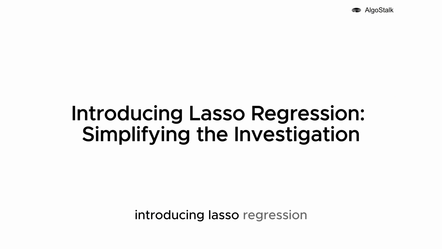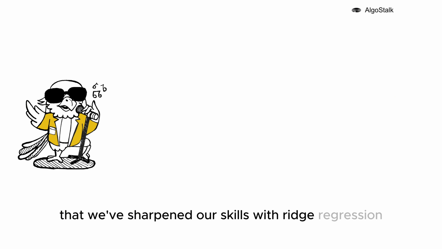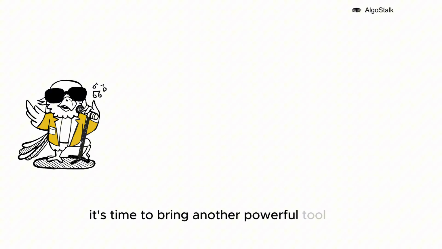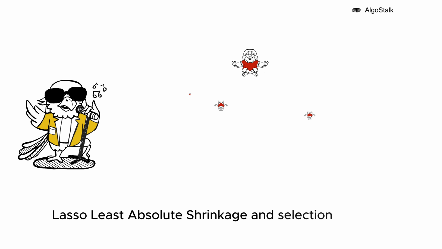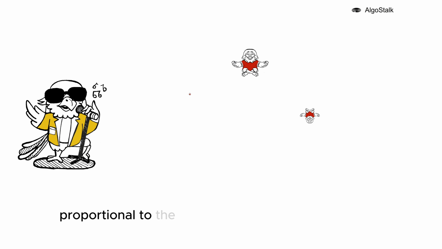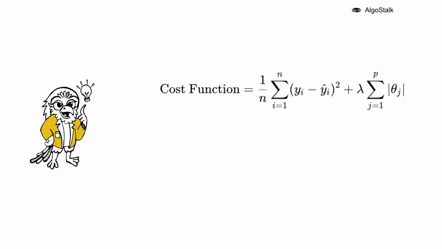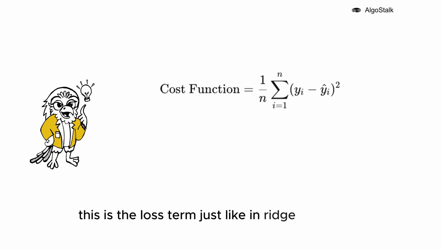Introducing lasso regression, simplifying the investigation. Now that we've sharpened our skills with ridge regression, it's time to bring another powerful tool into the investigation: lasso regression. This technique has a unique way of tackling the suspects, allowing us to streamline our focus. Lasso, least absolute shrinkage and selection operator, adds a penalty proportional to the absolute value of the coefficients, shrinking some to 0. This makes it ideal for automatic feature selection. The cost function for lasso regression. This is the loss term, just like in ridge regression.